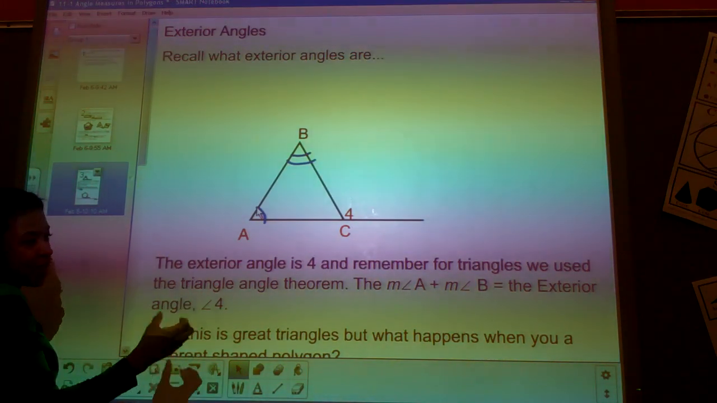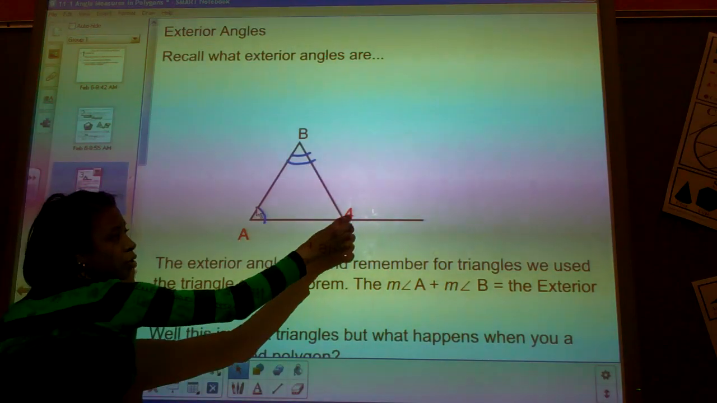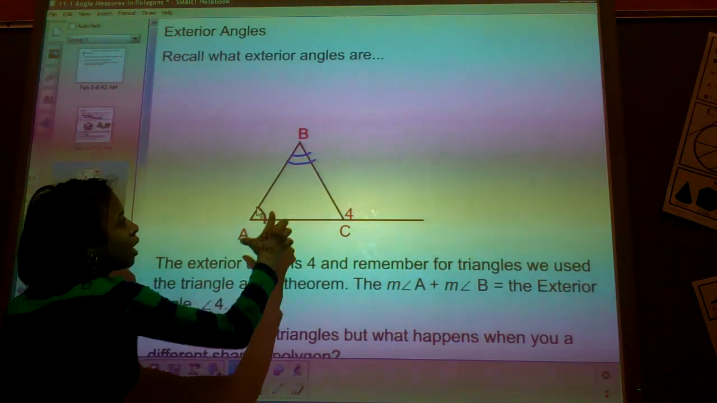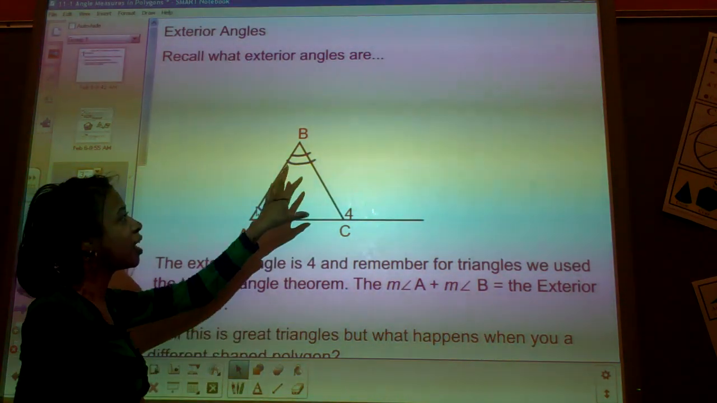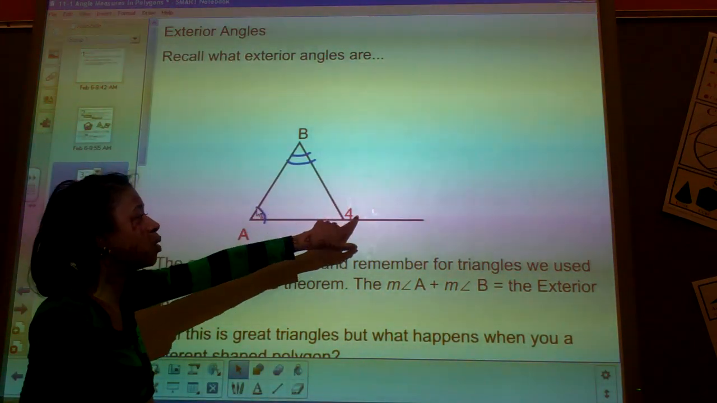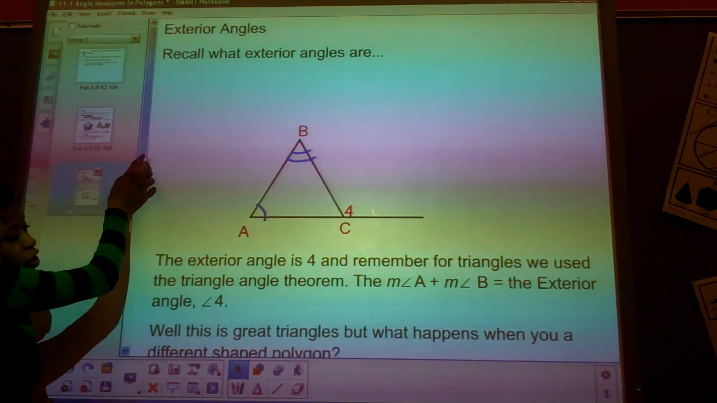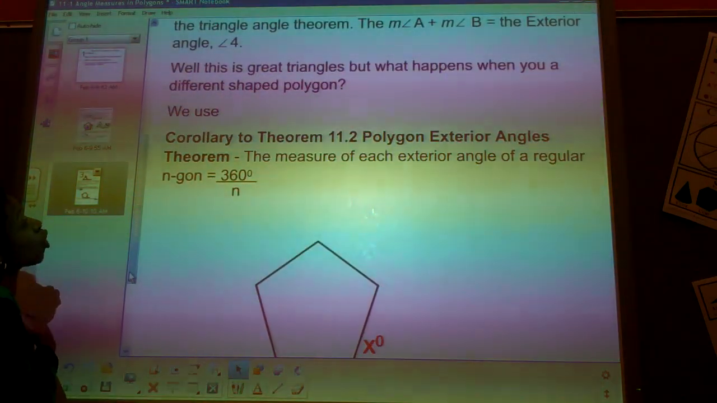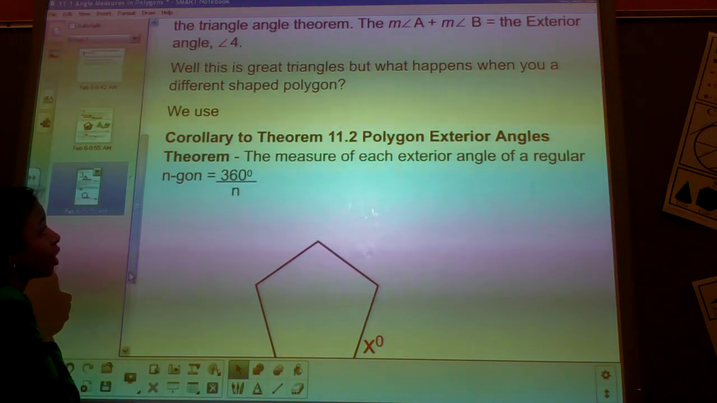Well, on polygons, if I have a pentagon, a hexagon or a heptagon, I can calculate what the exterior angle will be. Now, it's not going to be A plus B is equal to that exterior angle anymore. We use this only for triangles. We've got to do a little bit more work when it comes to other shaped polygons. Well, I'm going to use a corollary, try saying that fast, Theorem 11.2, which is the Polygon Exterior Angles Theorem.